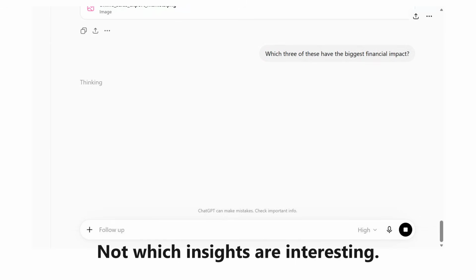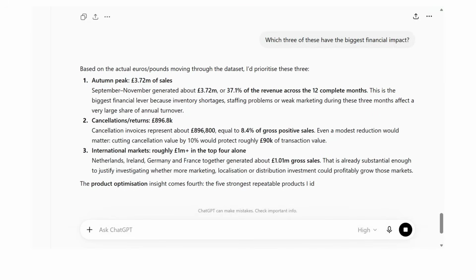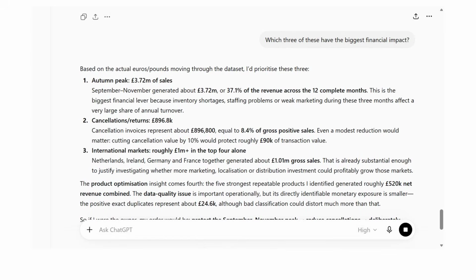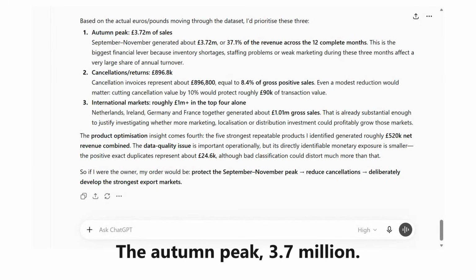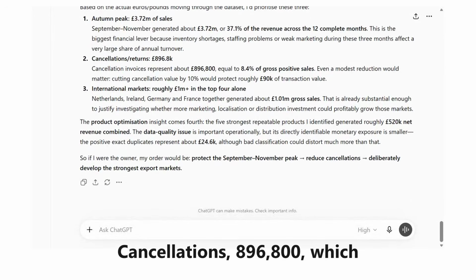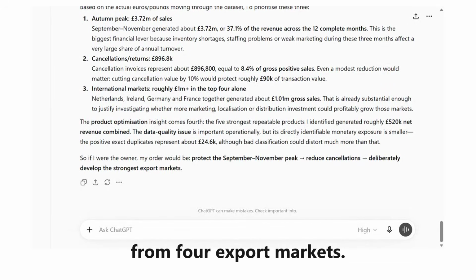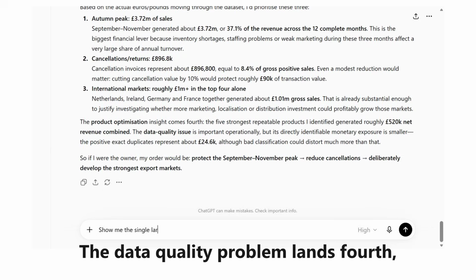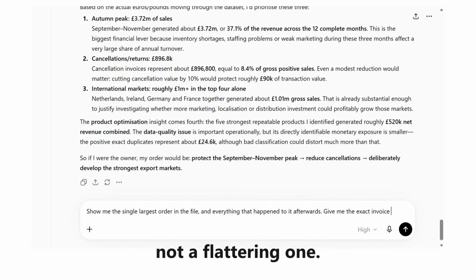Now the follow-up, not which insights are interesting, which ones are worth money. Three levers in pounds. The autumn peak, 3.7 million. Cancellations, 896,800, which is 8.4% of gross sales, and 1 million already coming from 4 export markets. The data quality problem lands 4th on purpose, because the money it can actually point at is smaller. That is an honest answer, not a flattering one.